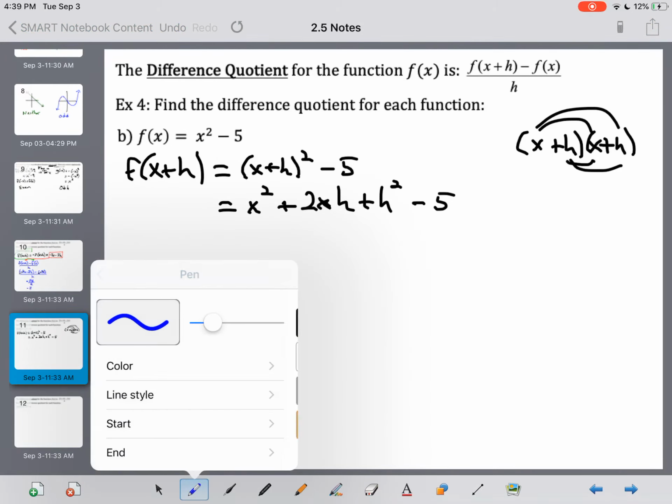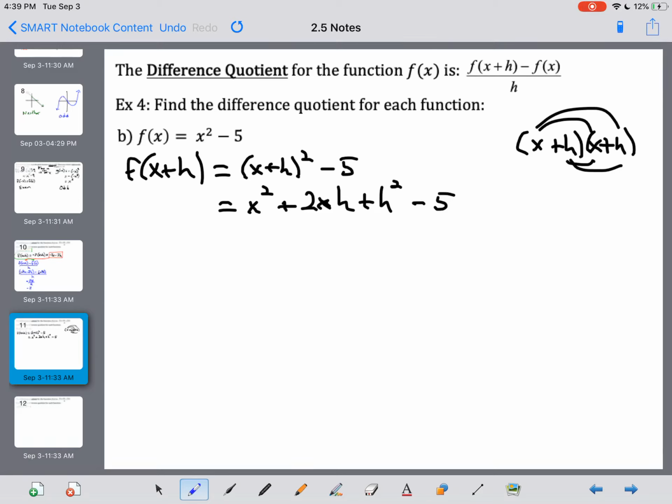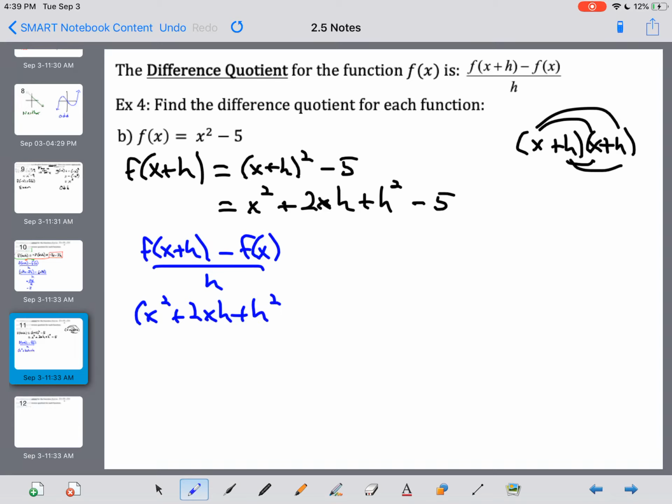Okay, so now let's evaluate our difference quotient. And when we do this, I like to use parentheses, right? So the first thing is f of x plus h minus f of x all over h. So f of x plus h is this whole thing, x squared plus 2xh plus h squared minus 5. That's my f of x plus h, right? Then minus f of x, so minus x squared minus 5. Use parentheses so that you keep all of your negatives and subtraction signs straight, and that's all over h.